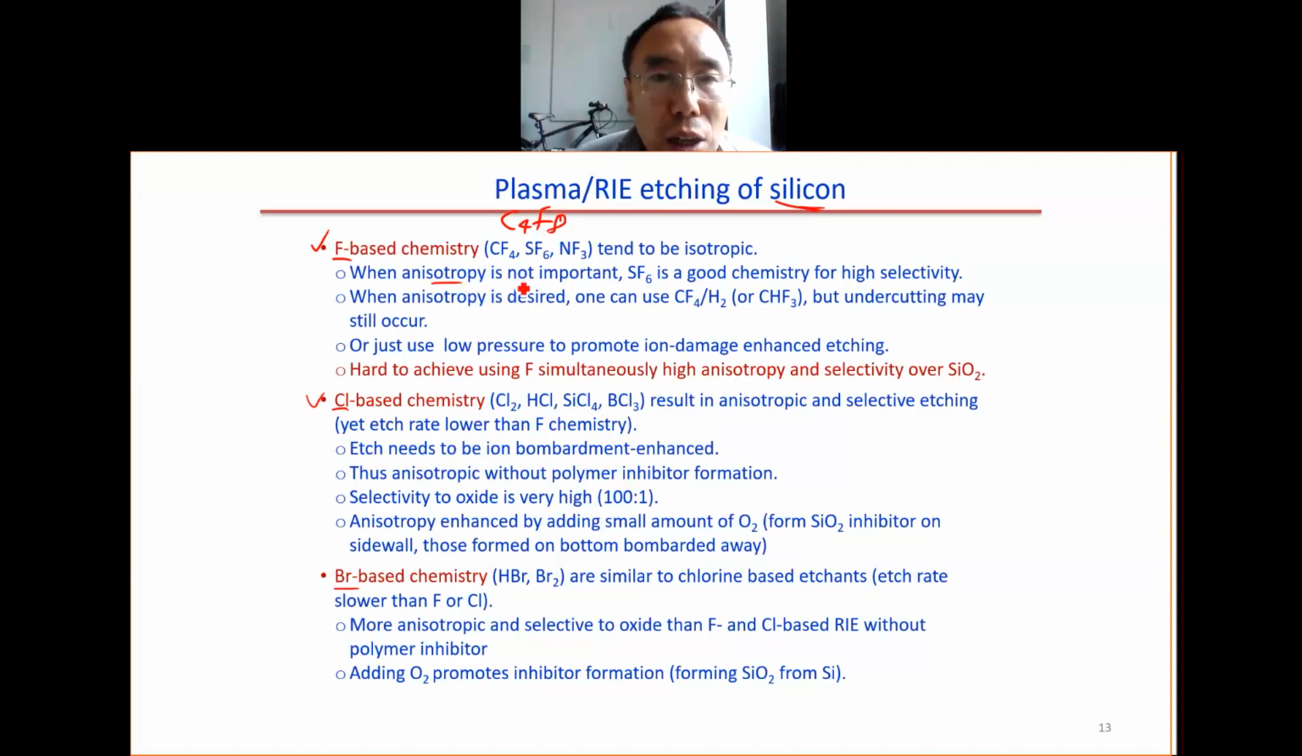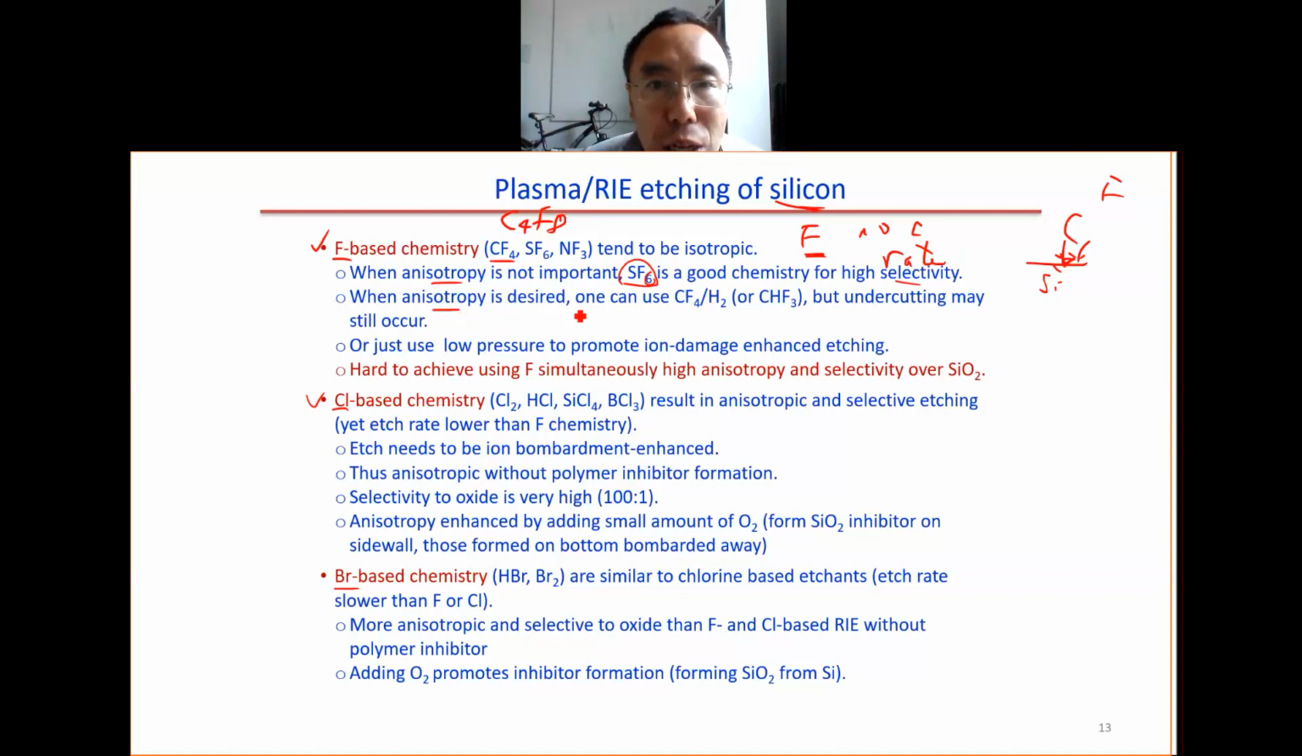So when isotropy is not important, we can use SF6. This one gives a very high etching rate and also very high selectivity. But this is chemical etching. Because this one produces more fluorine, we have 6 F, F is 6. We produce more fluorine, and there is no carbon. We know that if carbon comes to the surface, it will stop the fluorine from coming to the surface. So carbon is not good. So this gives you the fastest etching rate, much faster than using CF4 gases.